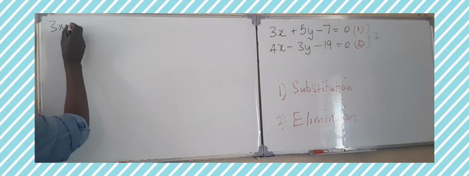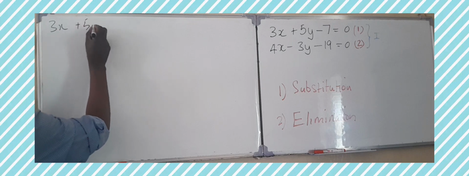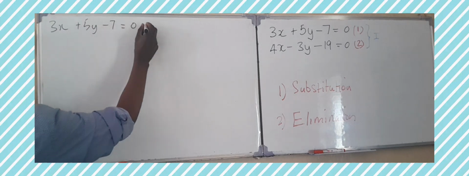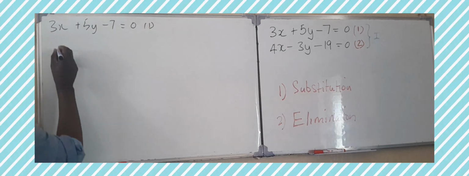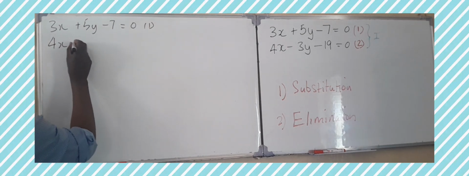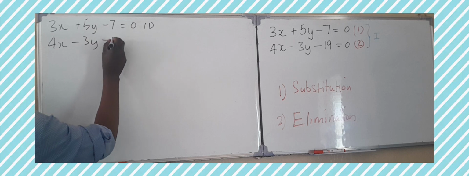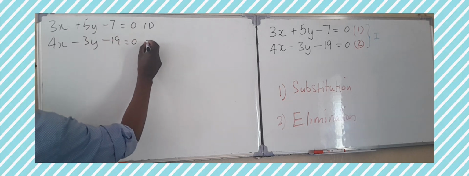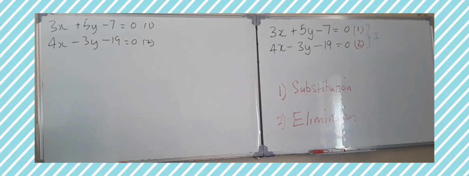So it's 3x plus 5y minus 7 is equal to 0. We call this equation number 1. Then we have 4x minus 3y minus 19 is equal to 0. And this is equation number 2. Now the idea behind the method of substitution is that we have here two equations in both x and y, and we wanted to reduce these two equations into one equation in one variable, either our x or our y.